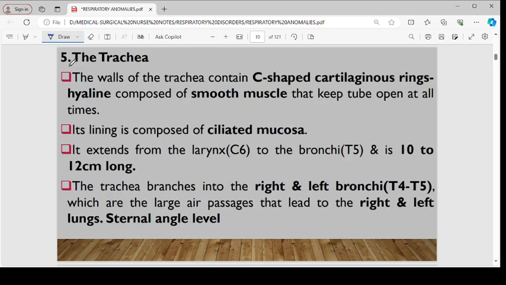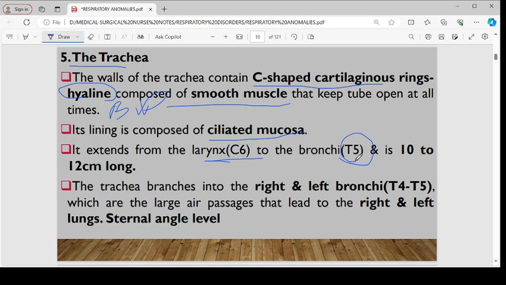We have the trachea as our fifth region, and the trachea has walls that contain C-shaped cartilaginous rings, which are majorly made up of hyaline cartilage. They are composed of smooth muscles that keep the tube open at all times through bronchodilation. Its lining is composed of ciliated mucosa, and it extends from the larynx around the C6 region to the bronchi, where the trachea bifurcates around the T5 region, right?